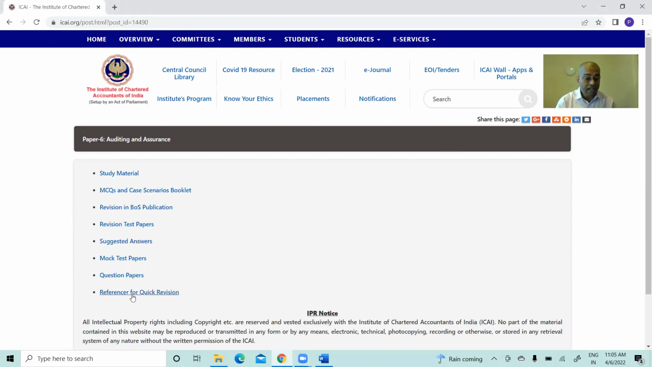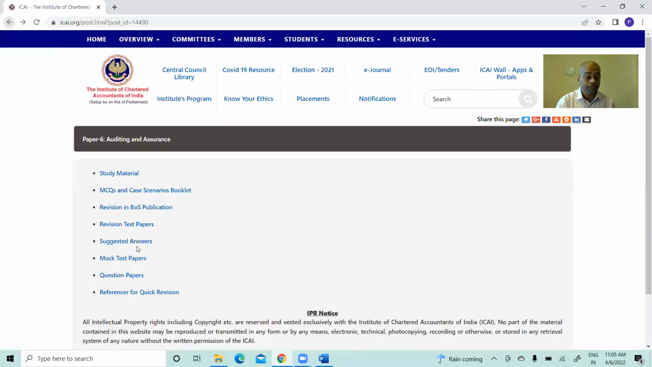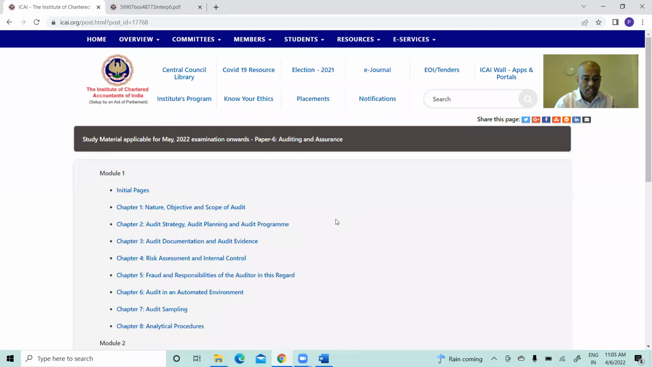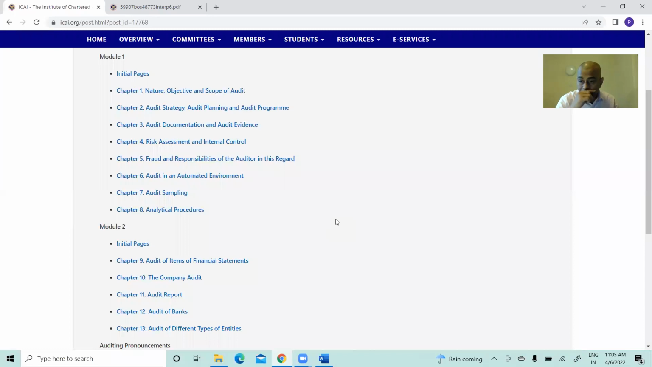Let us start with our auditing and assurance. In that I have opened the ICA book, the quick revision, in one window, and the study material in another window. So basically these are your chapters, Chapter 1 to 13. All things are here. Let us go to chapter 9 today.